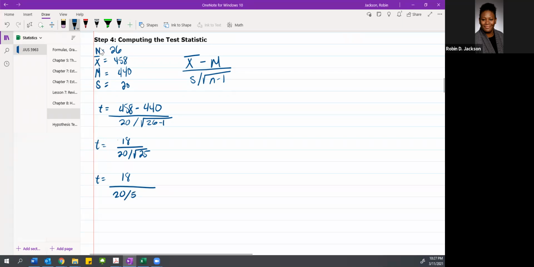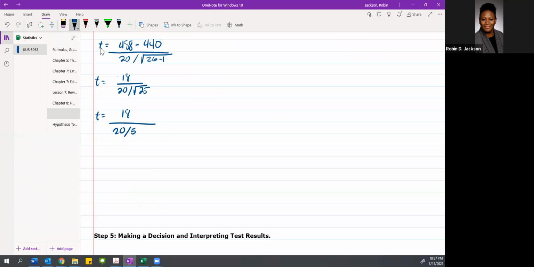All right, now let's scroll down a little bit so we can keep going. T is equal to 18 divided by, I'm going to go ahead and do the calculation. Oh, I got rid of my calculator. Give me just a second, folks. Let me go get my calculator back.